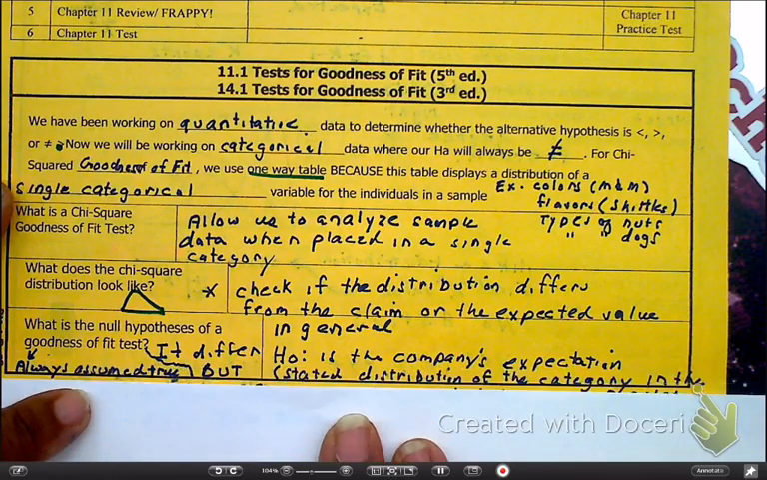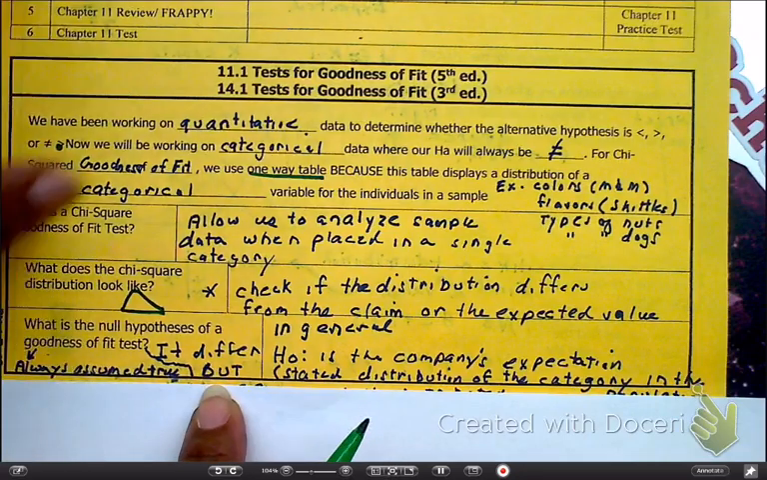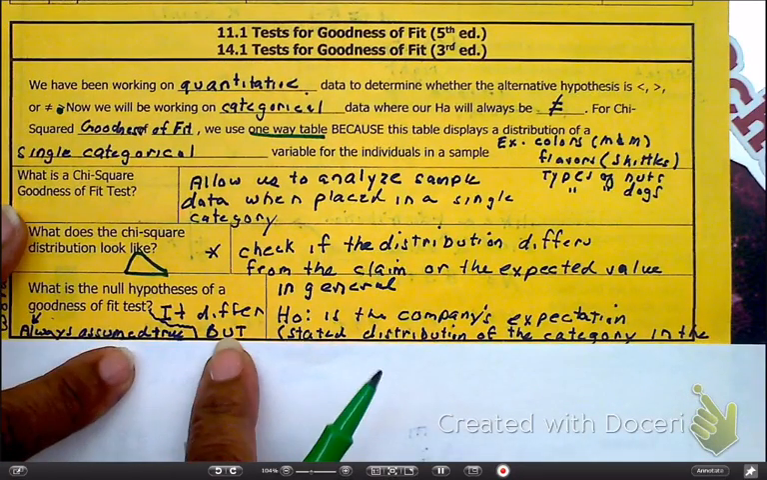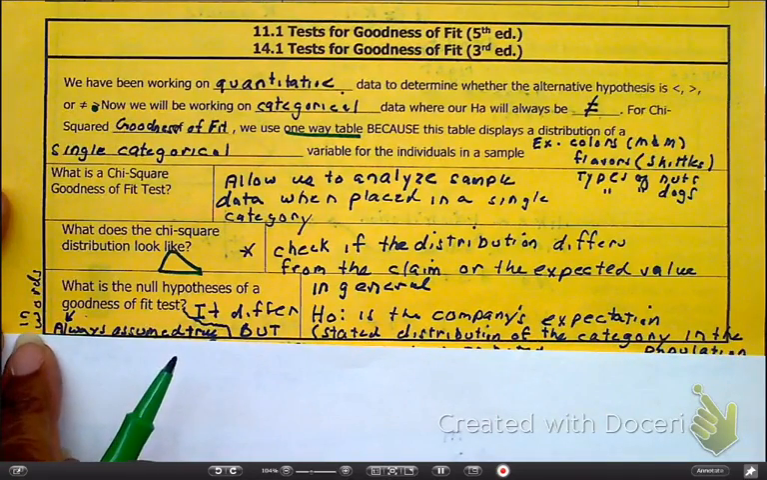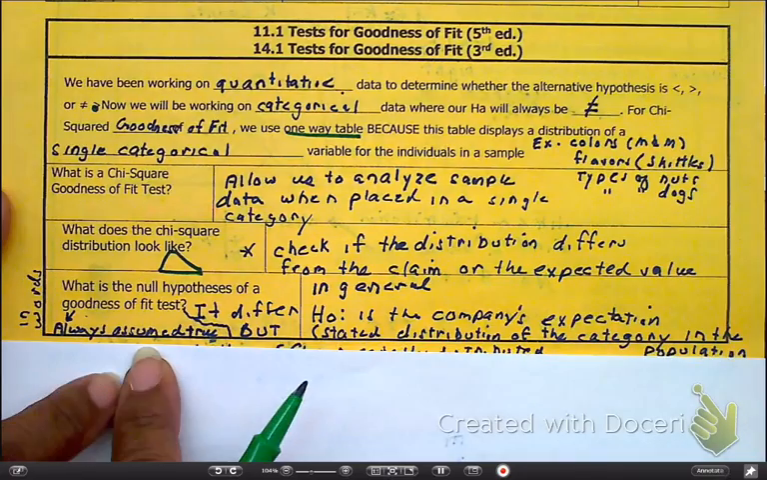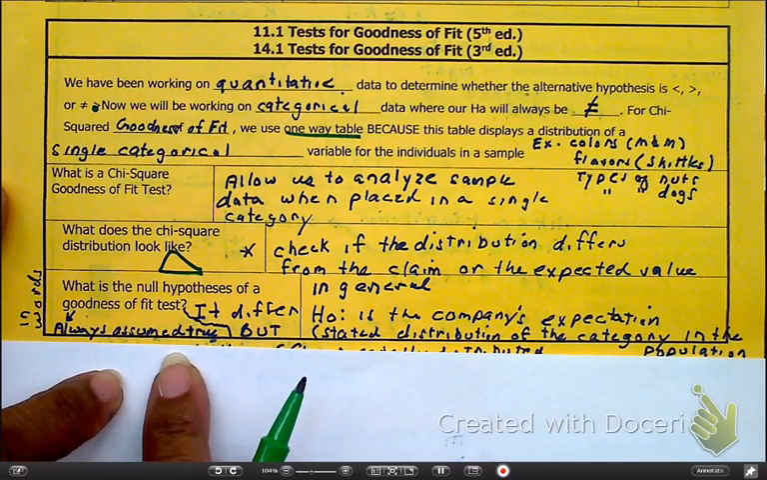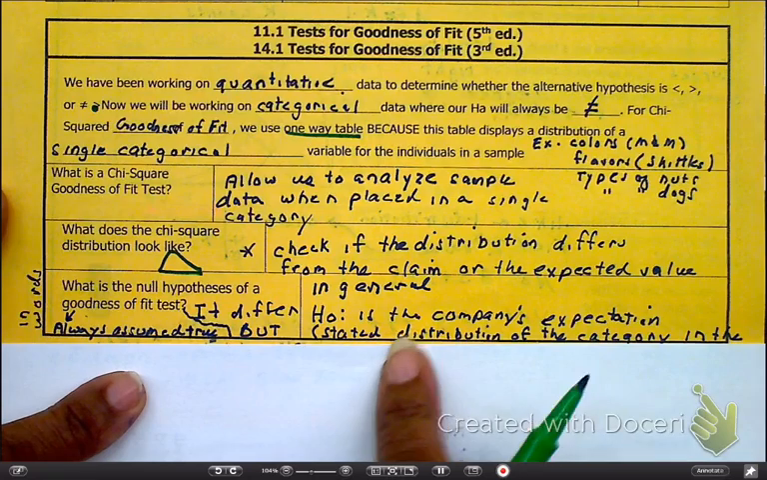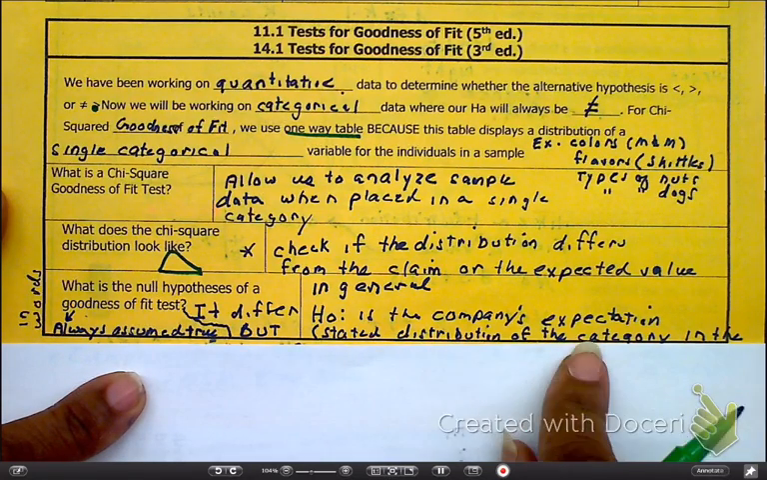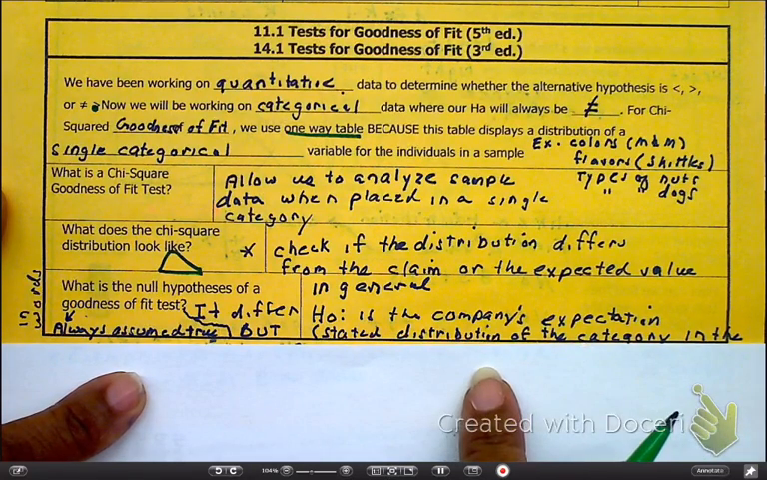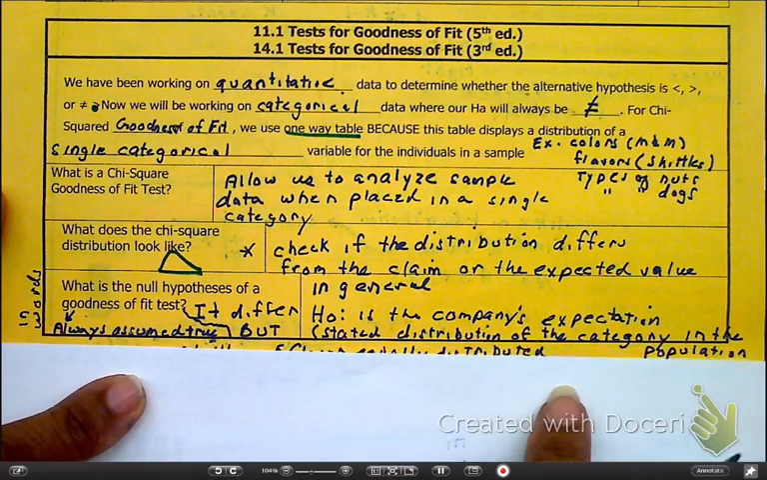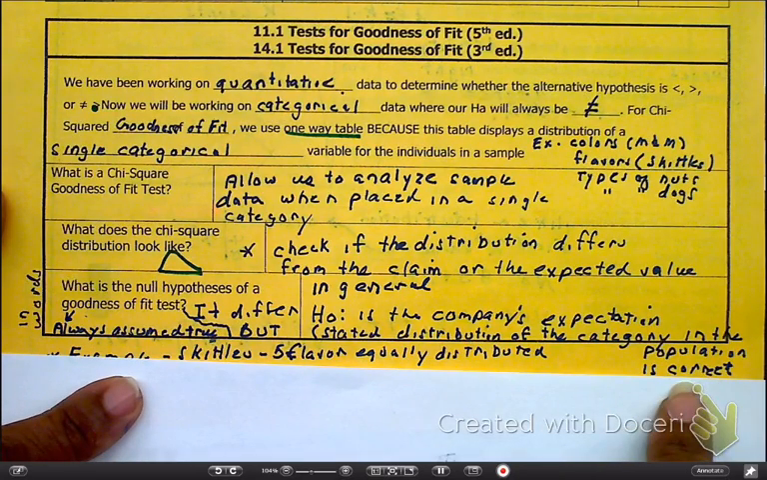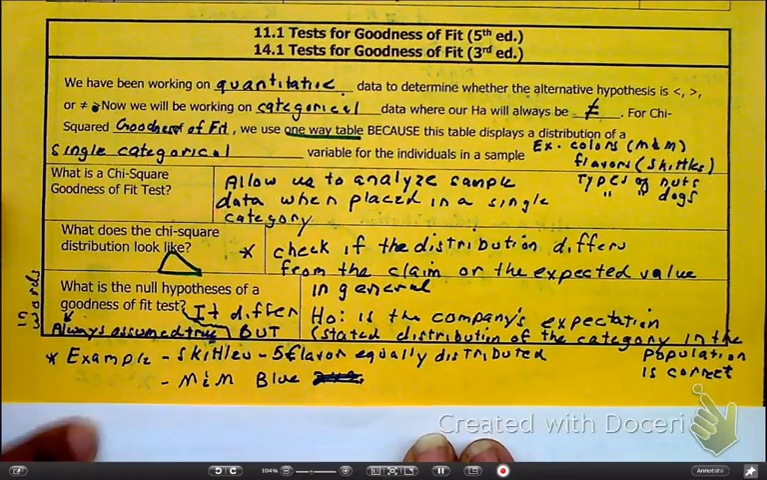What is the null hypothesis? The thing about the null hypothesis is that it's going to look different from what we've done before. As you can see right here, I've stated it in words. And as always, we're assuming that the HO is true, so we haven't said anything different. But what is different is that your HO, in words, is the company's expectation or the client's expectation. So it's the stated distribution about the categories in the population, and we are confirming that it is correct. Again, the status quo.